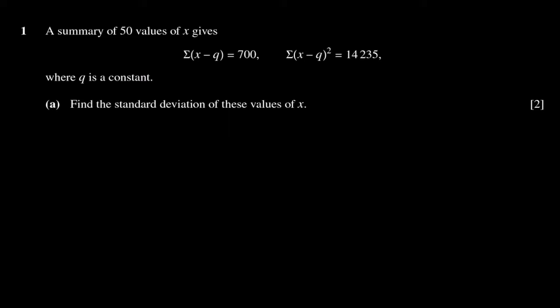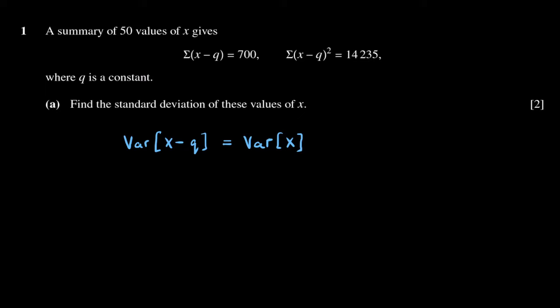So first, a summary of 50 values of x gives us sigma x minus q is equal to 700. And sigma x minus q squared is 14235, where q is a constant. We want to find the standard deviation of these values of x. Now, the key idea here is to realize that the variance of x minus q is actually the same thing as the variance of x.